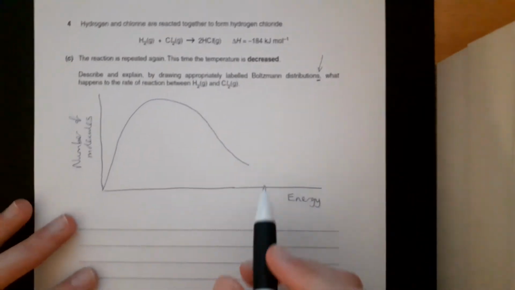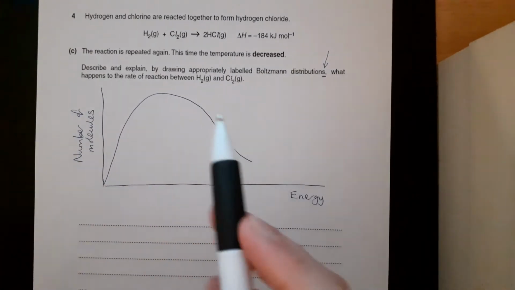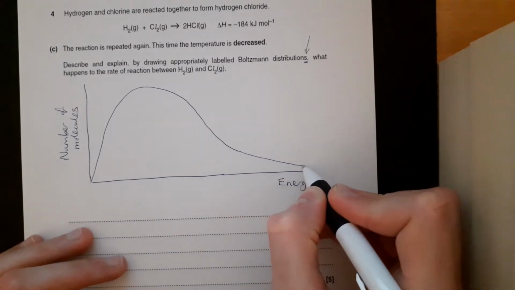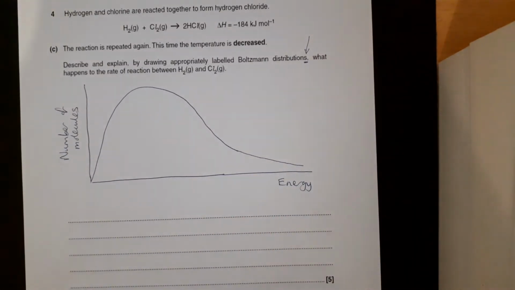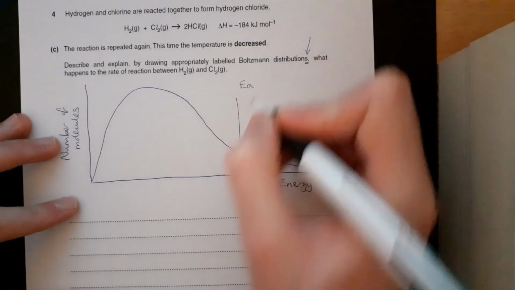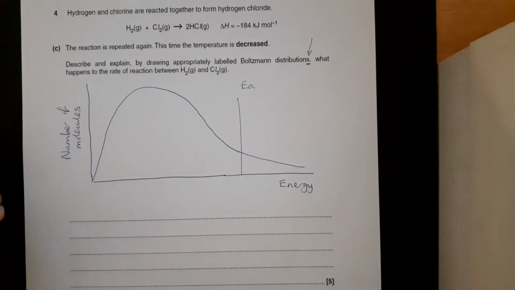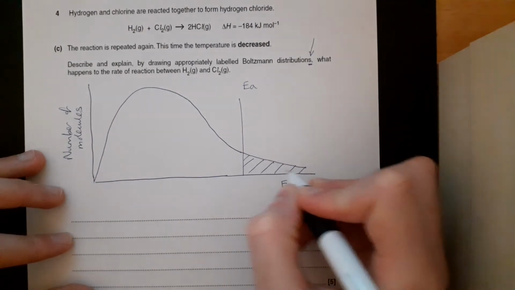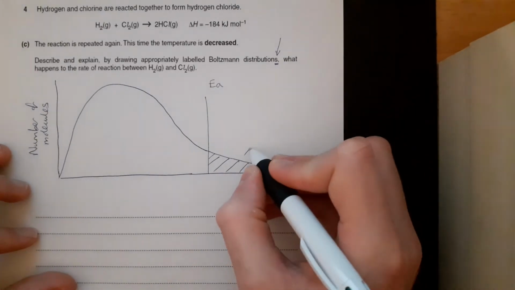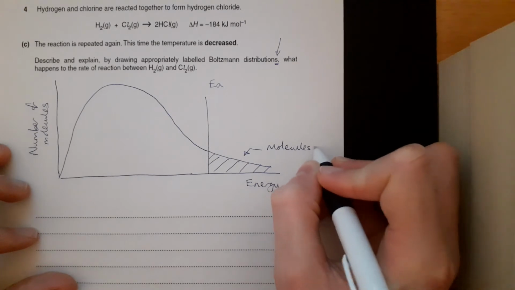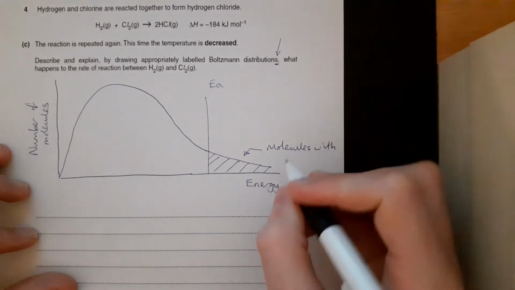Remember, it's not a symmetrical graph, right? It's sort of shifted to the left a bit. And we're going to make sure it doesn't hit the x-axis again here. We're going to put the activation energy on, but we're not going to be talking about the activation energy being reduced this time, because we've not got a catalyst. And again, we can show that these are the molecules with enough energy to react. That's exactly the same as we did on the previous question.